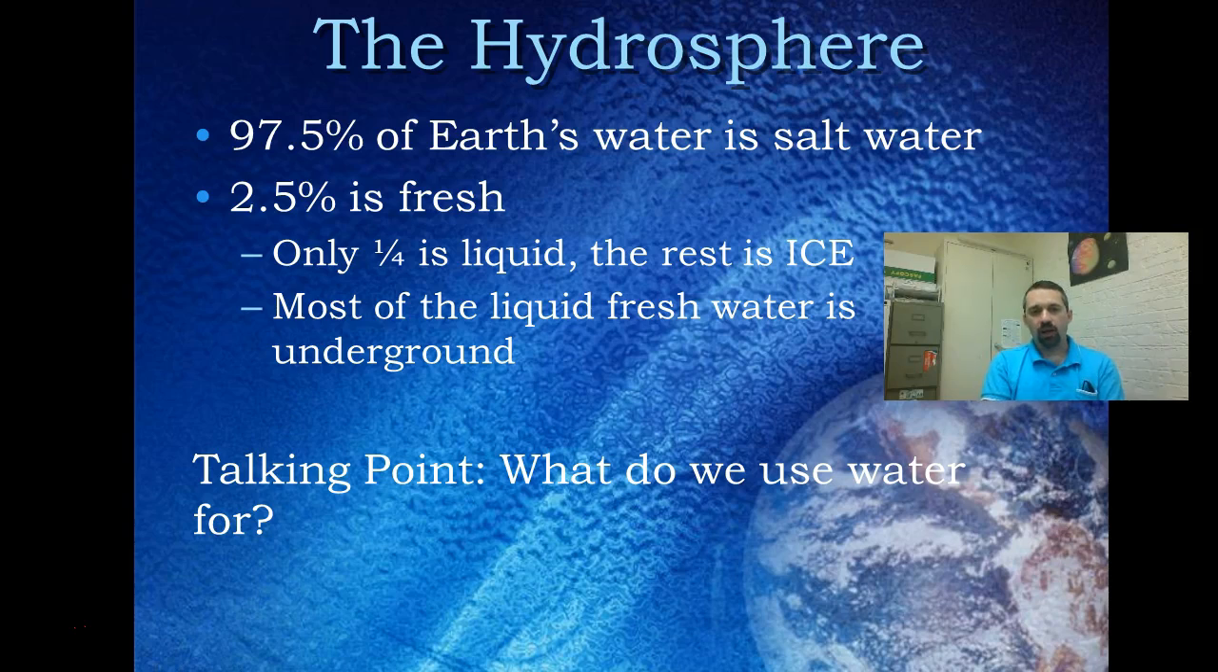Okay, so 97.5% of Earth's water is salt water. So what does that mean? The majority of water on Earth is not usable to us as fresh water. Okay, and you can round that up to 98%. As long as you know that it's like 97, 98% of Earth's water is salt water. And only 2.5% of all the water on Earth is fresh. In other words, it doesn't have salt in it.